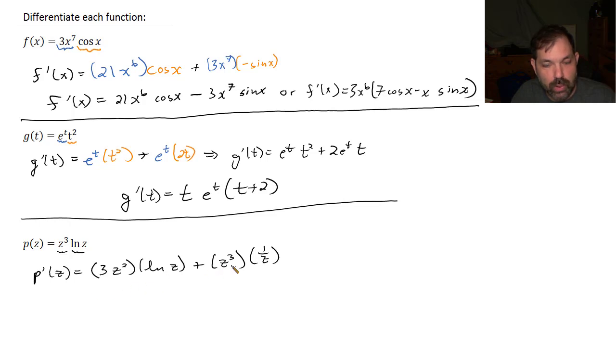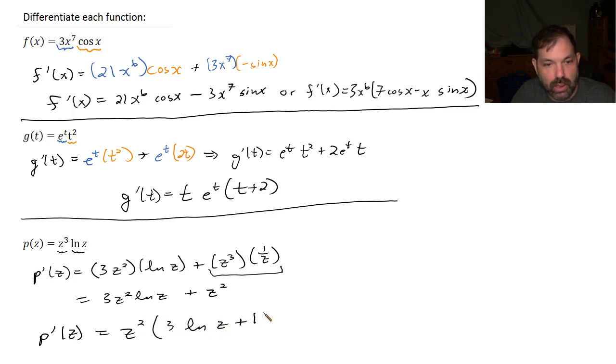Now, when we clean this one up, notice that I have the z cubed times 1 over z. That simplifies, and so then that's 3z squared natural log z plus z squared. Again, notice that I have a common factor of z squared. So I might write p prime of z as z squared times 3 natural log z plus 1. All right, so those are some examples of the quotient rule. Sorry, not the quotient rule, the product rule.